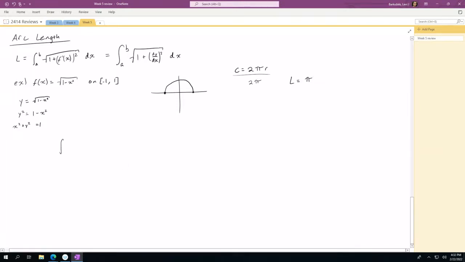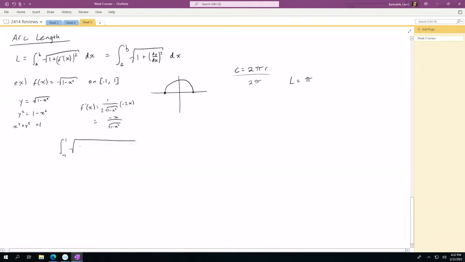Using our equation, we're just kind of going to plug in. We know that it starts at -1 and ends at +1. We also know our derivative, we can just take that. Using the chain rule, we get 1 over 2 square root 1 minus x squared times the derivative of the inside, which is -2x, which then becomes -x over square root 1 minus x squared, right?